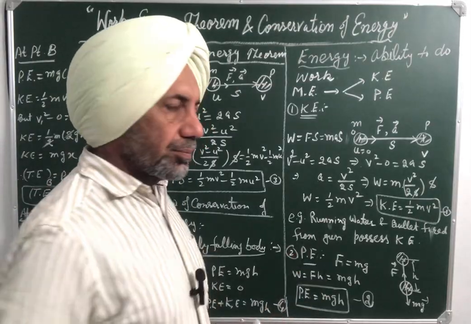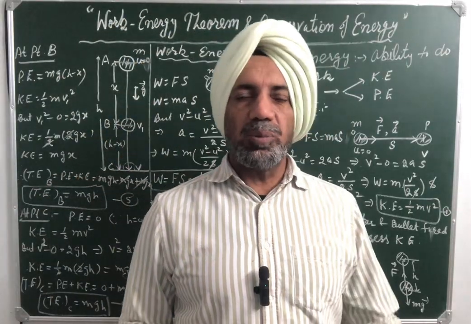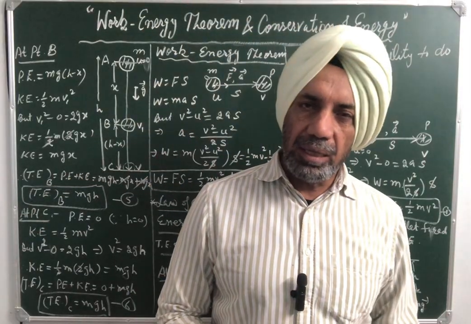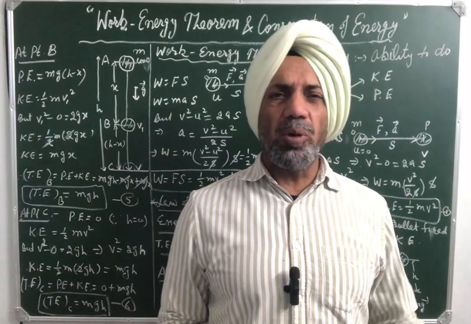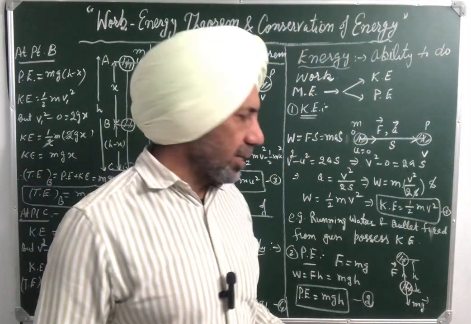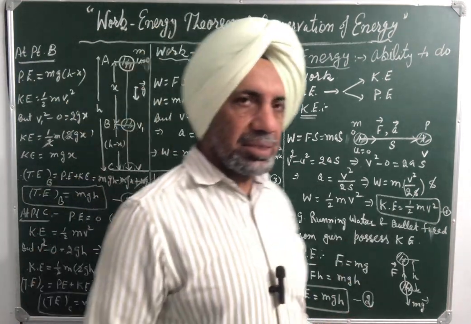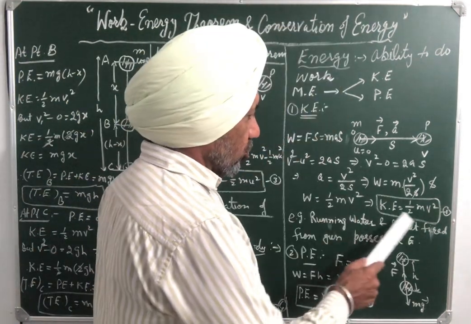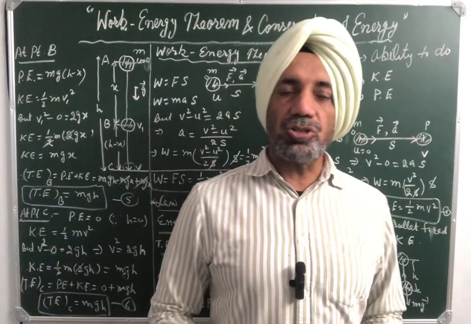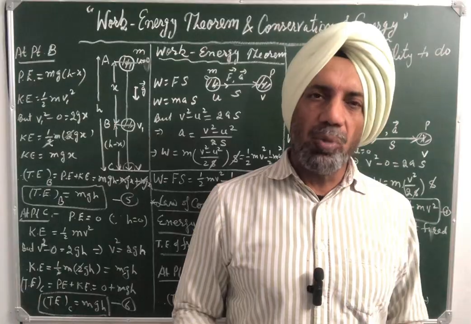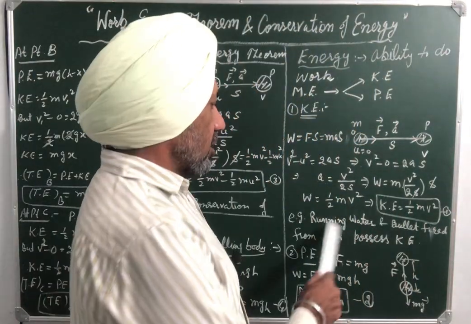For example, running water will possess kinetic energy. Bullet fired from a gun will possess kinetic energy. Any moving body will possess kinetic energy. And kinetic energy is directly proportional to mass and directly proportional to square of the velocity of the body. So more is the velocity, more is the mass, more is the kinetic energy of the body.